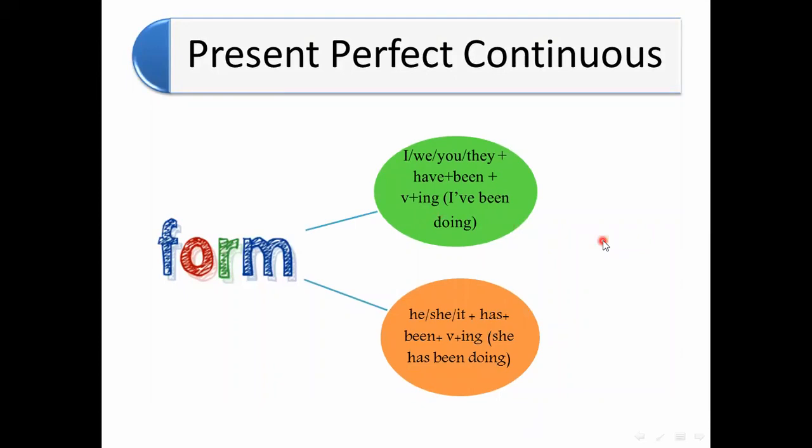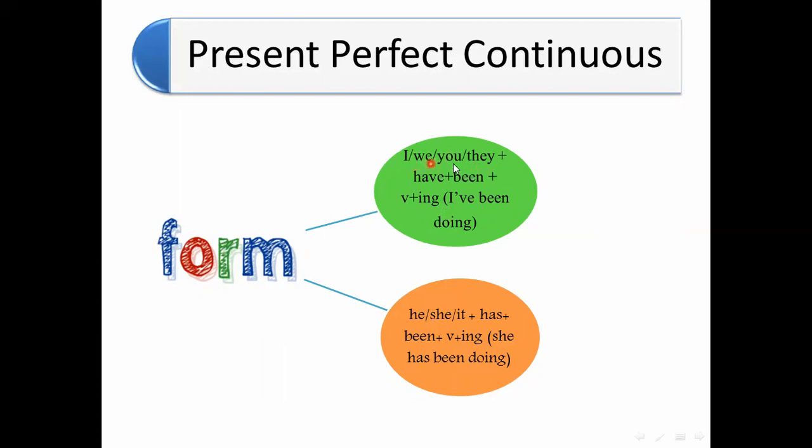Yeah, the same thing as we explained in introducing the present perfect tense. In this tense as well, we can talk about both the form and the function, and both of these criteria are important. Well, in terms of the form, this is the rule of the present perfect continuous.